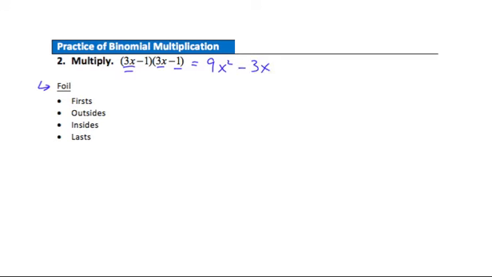Well, a negative times a negative is going to give me positive, so that would just be plus 1. Again, notice how those like terms are right next to each other, the negative 3x and the negative 3x. So that would be 9x squared minus 6x plus 1 for our answer.